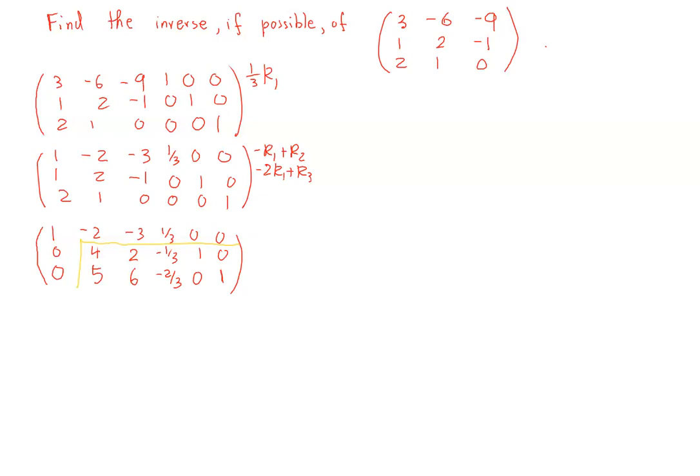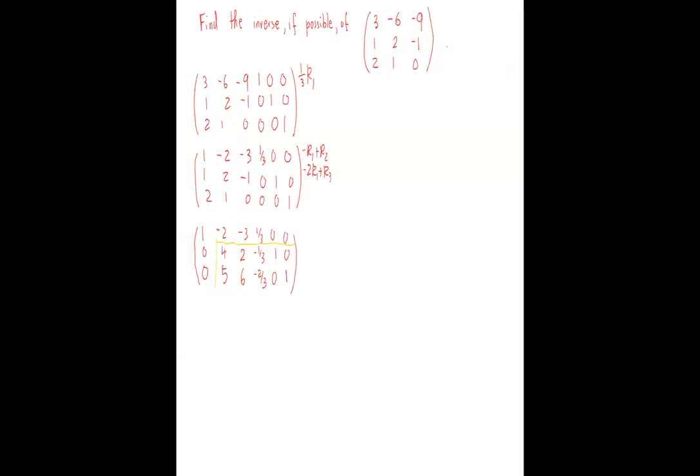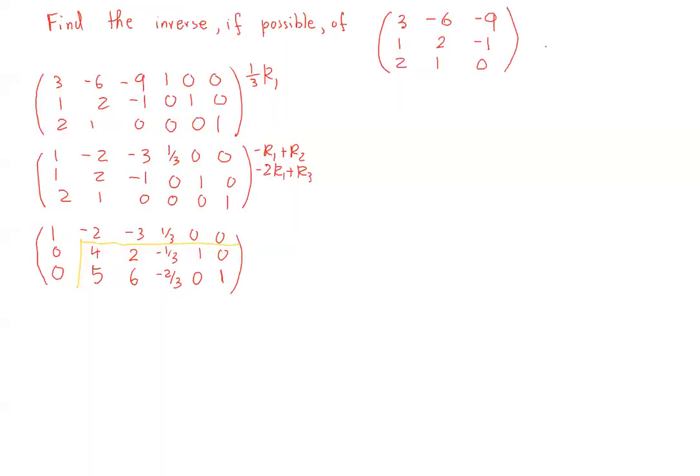So what do I want to do first? Do the 4 pivotal. Again, if you do 4 minus 5, that might end up being a better way of doing it. But I want to do it in a generic way, which means I will have to work with denominators. 1/4 row 2. And this will give us 1, negative 2, negative 3, 1/3, 0, 0, 0, 1, 1/2, negative 1/12, 1/4, 0. And this remains as it is.